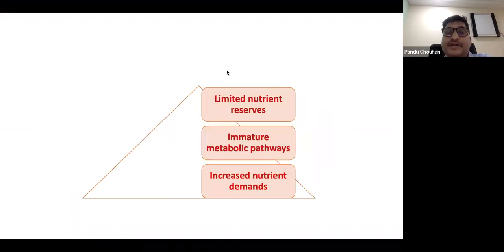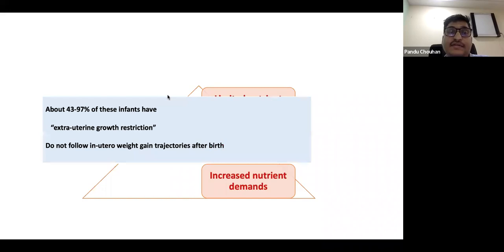When children are born preterm, they have limited nutrient reserves, immature metabolic pathways, and increased nutrient demands. All this will put them at risk of malnutrition, which leads to extrauterine growth retardation. Extrauterine growth retardation is very common in children who are born preterm, and preterm children have other risk factors like gut abnormalities, infections and other diseases.